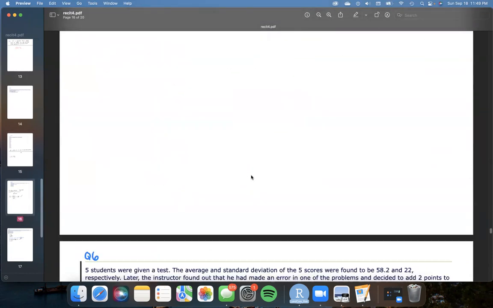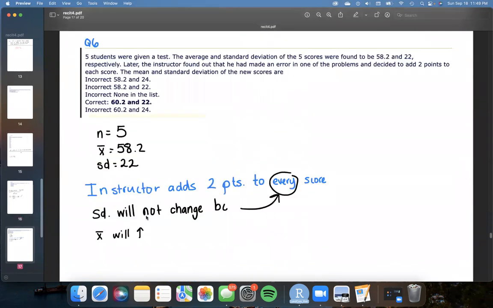So we want to find the option where the mean goes up, but the standard deviation is the same. Here we want a standard deviation of 22, so that leaves this option and this option. And then we want a larger number than 58.2, so that would be 60.2. So this would be our correct option, and we can cancel this option here.